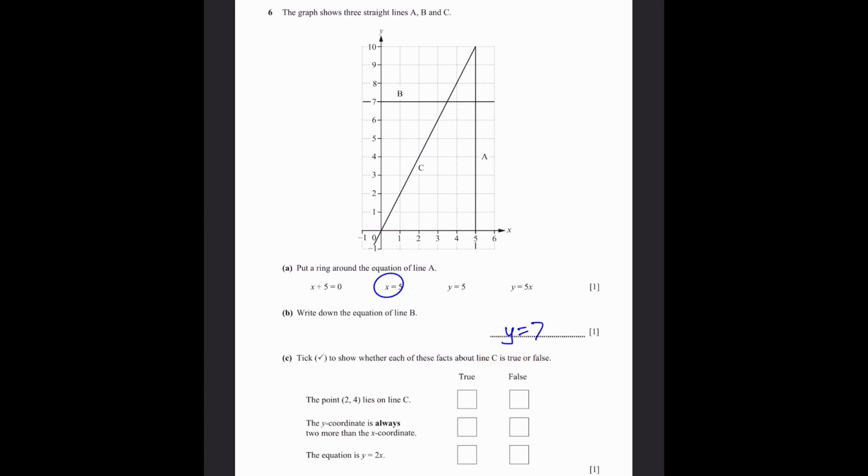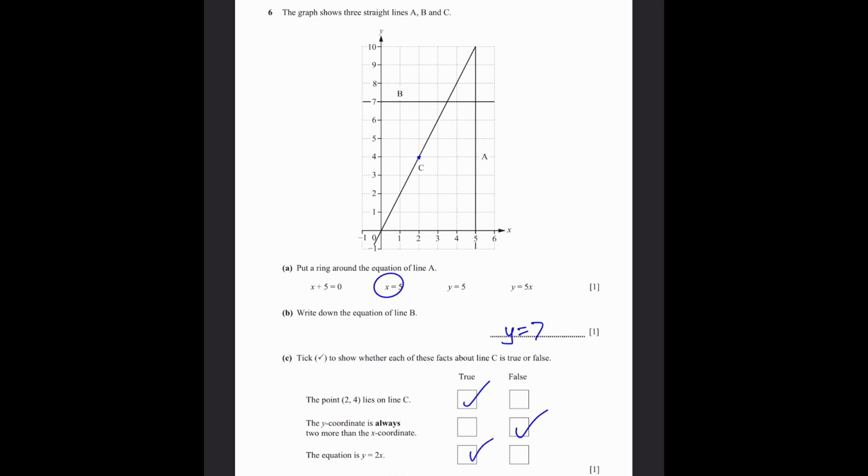C, tick to show whether each of these facts about line C is true or false. The point 2, 4 lies on line C. True or false? So we check. The point 2, 4 does lie on line C right there. So this is true. The y-coordinate is always 2 more than the x-coordinate on line C. Well, that's false, because we can see that in this point over here, x is equal to 1, y is equal to 2. So the difference is 2 minus 1, which is 1, but it says the difference is always 2. That's wrong.